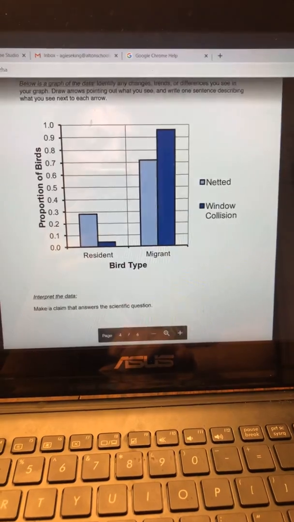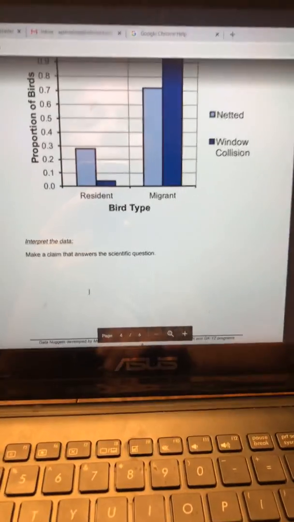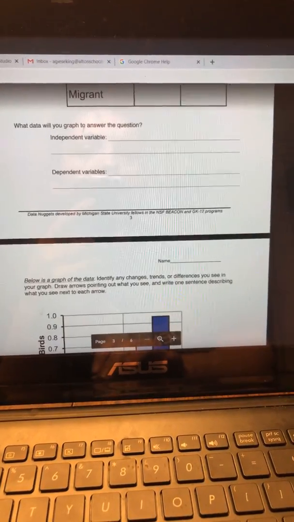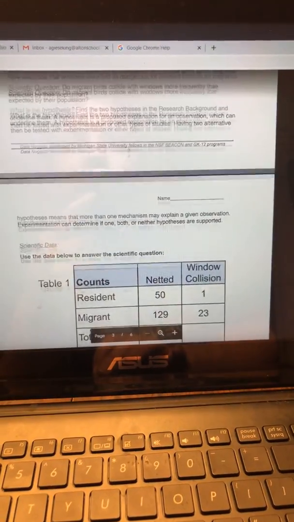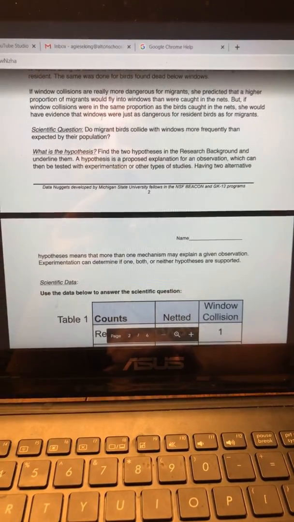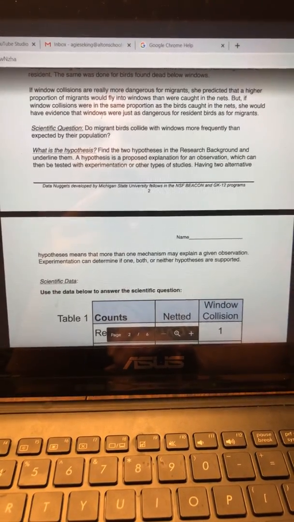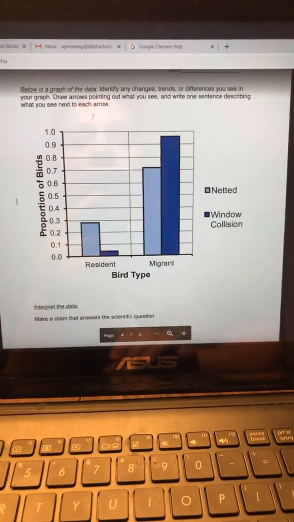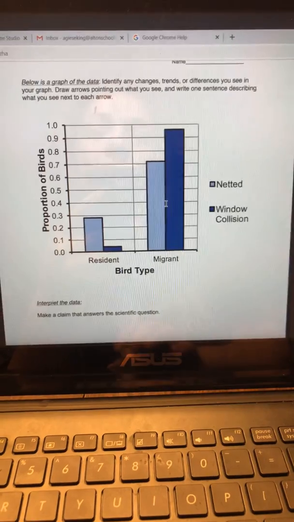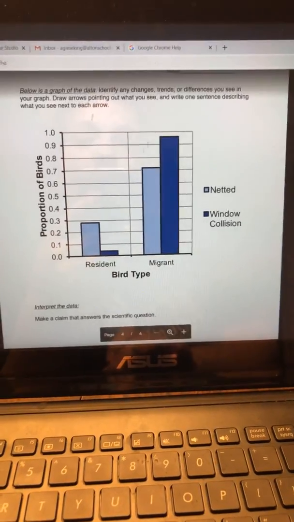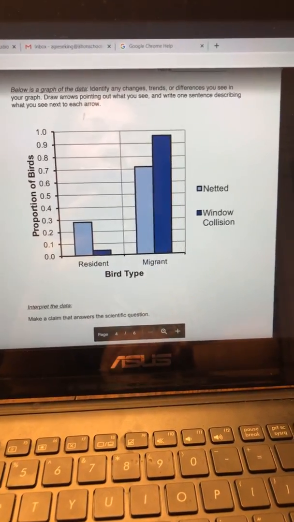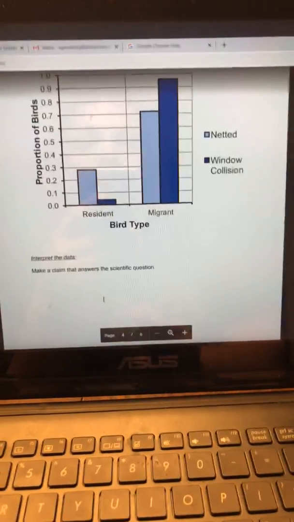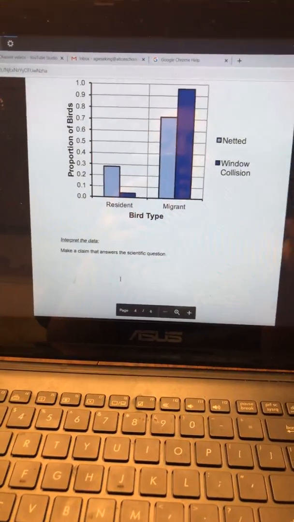Okay, so make a claim that answers the scientific question. So the scientific question was, do migrant birds collide with windows more frequently than expected by their population? So that's what that proportion is. It's the proportion of their population compared to the number of birds. So this is a high proportion for migrant. So do you think, yes, migrant birds more frequently, or hang on.